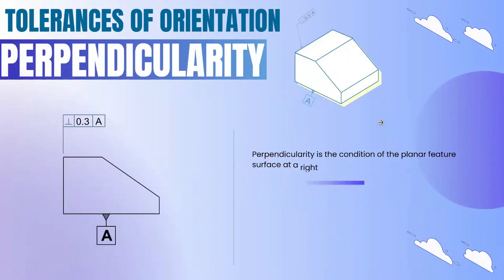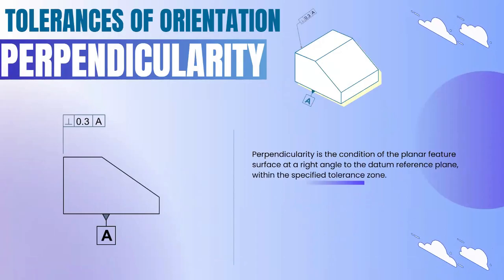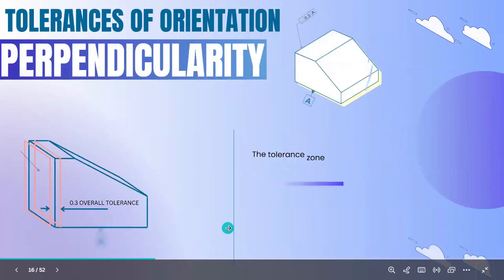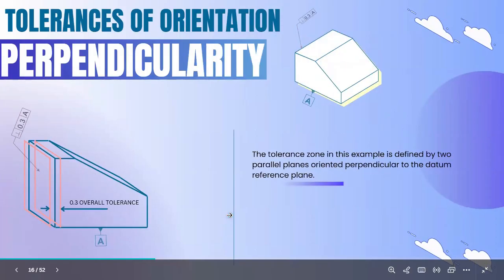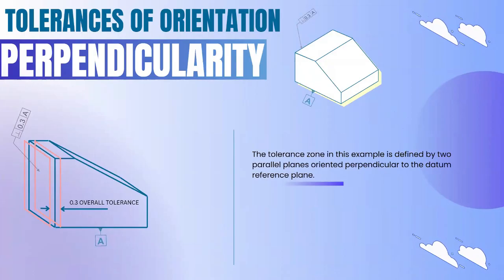Next one, perpendicularity. Here on the left side, you can see the drawing. In perpendicularity, the feature must be at a right angle to a reference datum. So that is the concept of perpendicularity. Here you can see the feature control frame. 0.3 is the tolerance, datum is A. So the bottom surface is datum A. Here the feature is a plane, so the tolerance will act like two parallel planes. You can see in this picture clearly.